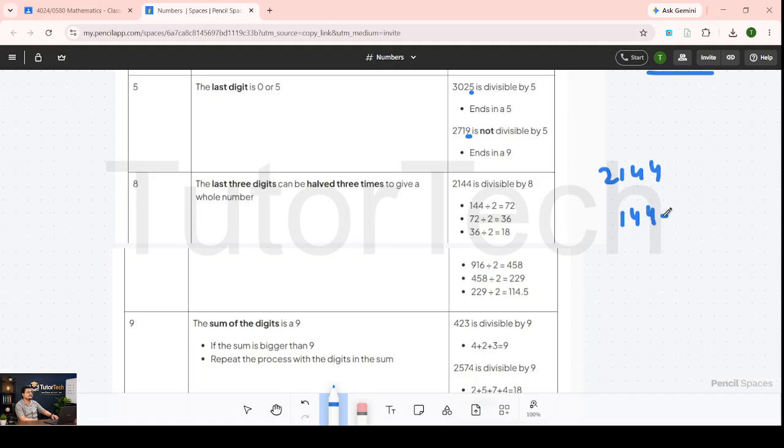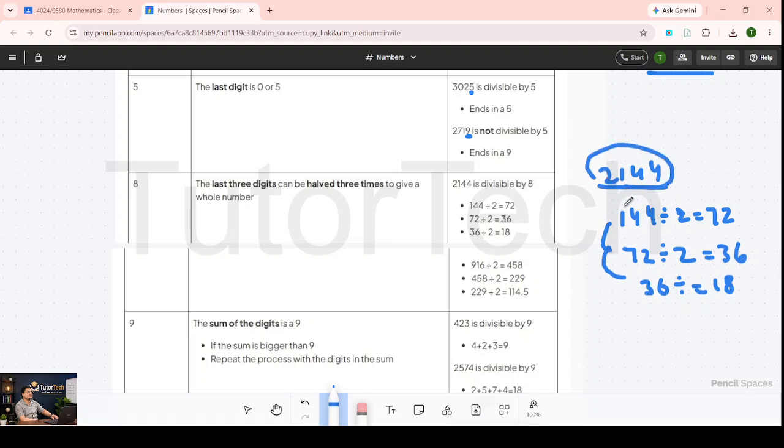If we divide it by 2, you will get 72. Then 72 divided by 2, you will get 36. Then 36 divided by 2, you will get 18. So when we have taken the last three digits and halved them three times, we see that each time we get an integer. It means this whole number, 2144, is divisible by 8, right?